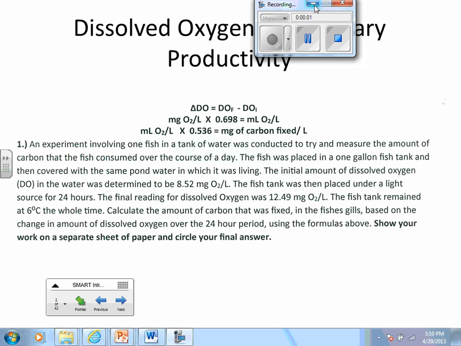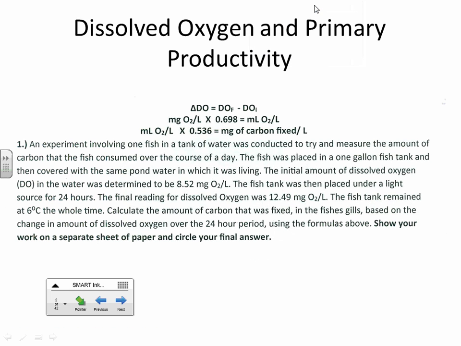All right, so first thing we're going to do is work some problems dealing with dissolved oxygen and primary productivity. When you hear the word productivity, what should you think? Producers, what is that about? Photosynthesis. When we talk about production, we need to think about what our plant is producing during photosynthesis.